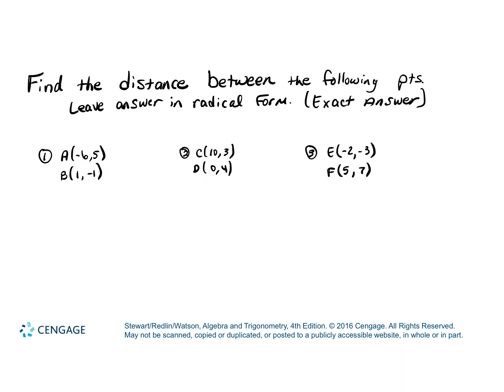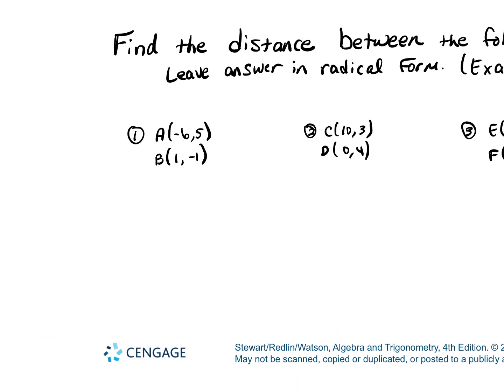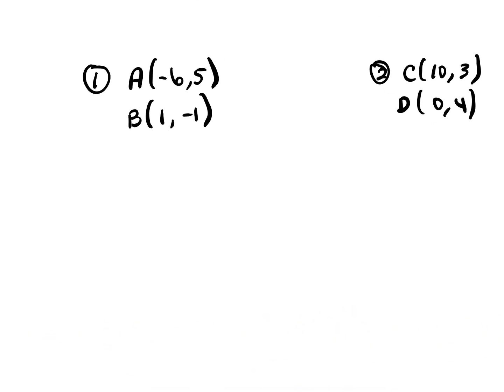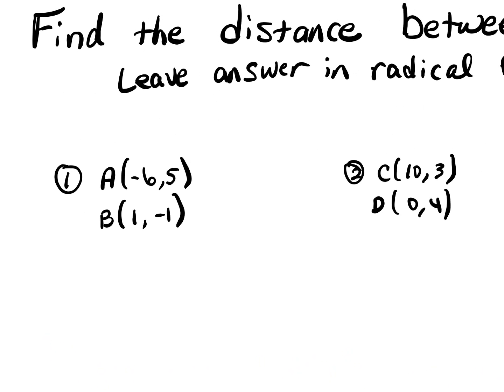So they want us to find the distance between the following points. We want to leave the answer in radical form. So we have the distance for A and B. Again, the distance formula, I'm going to write it up here just so we have it. It's x2 minus x1 squared plus y2 minus y1 squared, all of that under the square root.